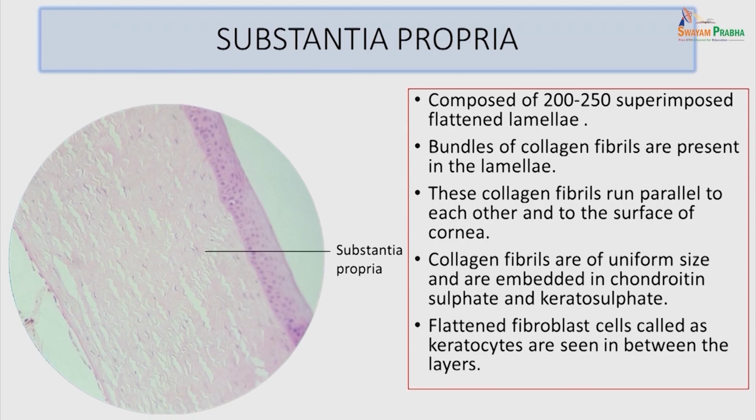Flattened fibroblast cells called keratocytes are seen in between the layers. In the microscopic view, you can see the substantia propria and the collagen fibers. In between, you can see the nuclei which belong to the fibroblast cells.